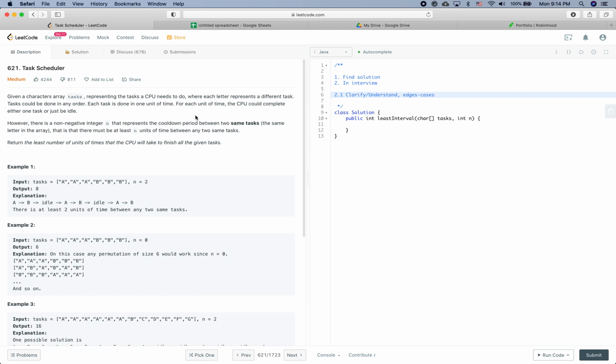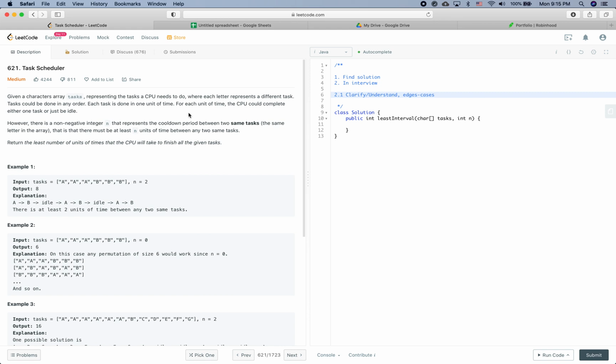So let's first take a look at this question. So given a characters array tasks representing the tasks a CPU needs to do, where each letter represents a different task. Tasks could be done in any order. Each task is done in 1 unit of time. For each unit of time, the CPU could complete either one task or just be idle.